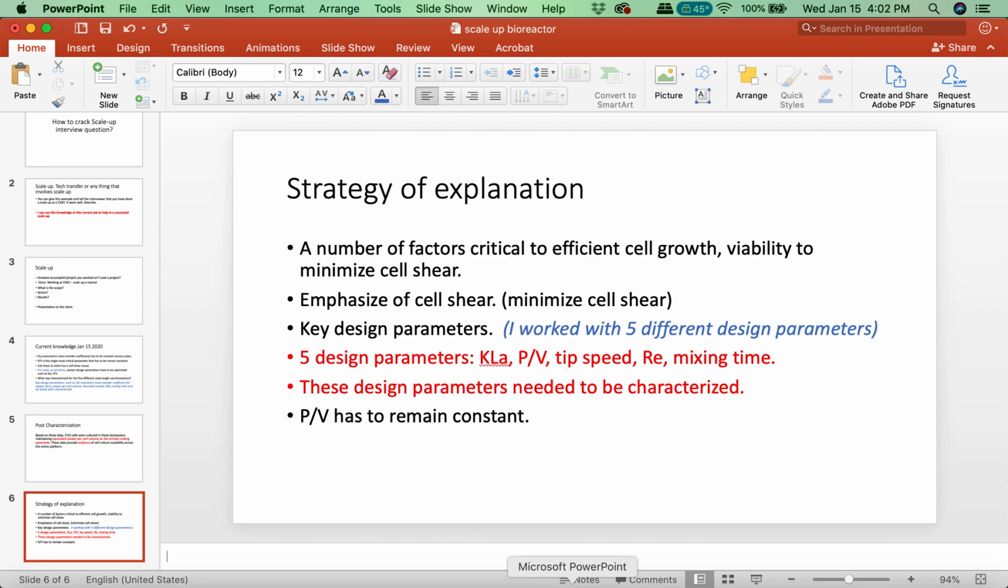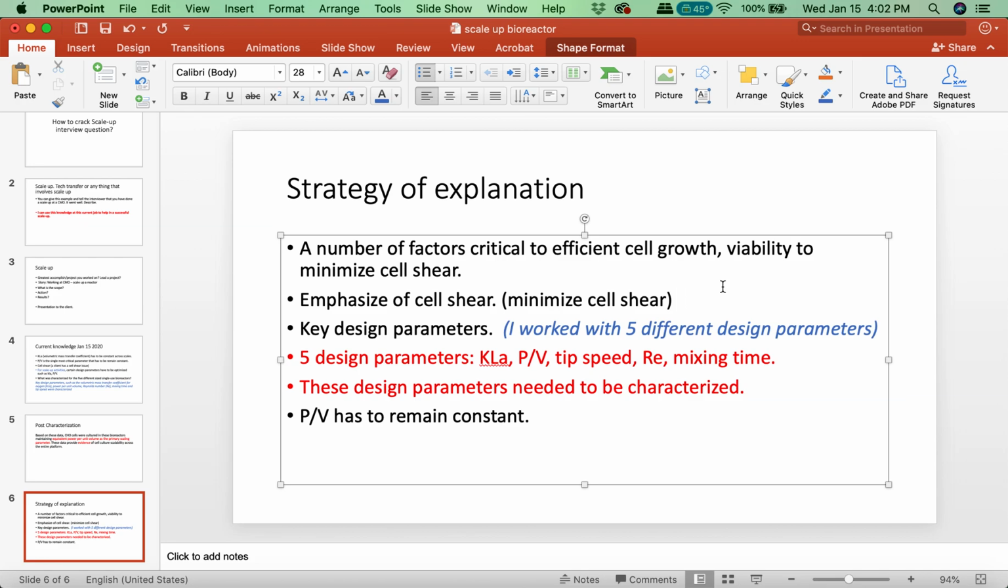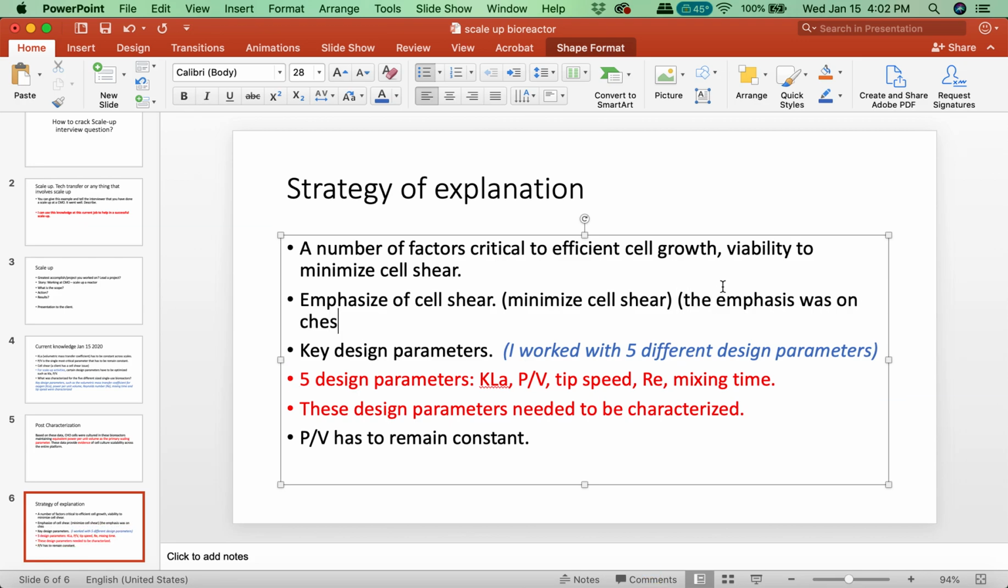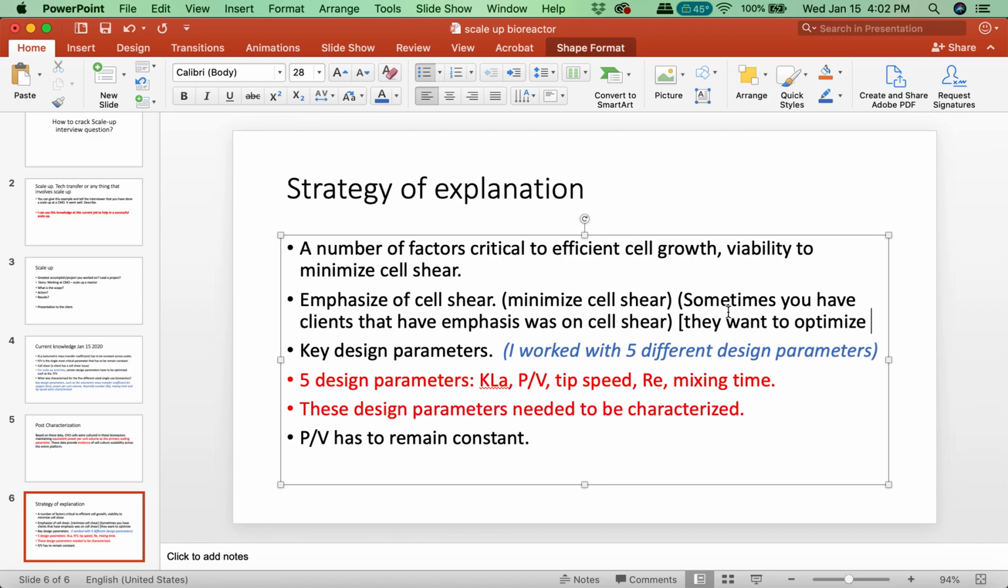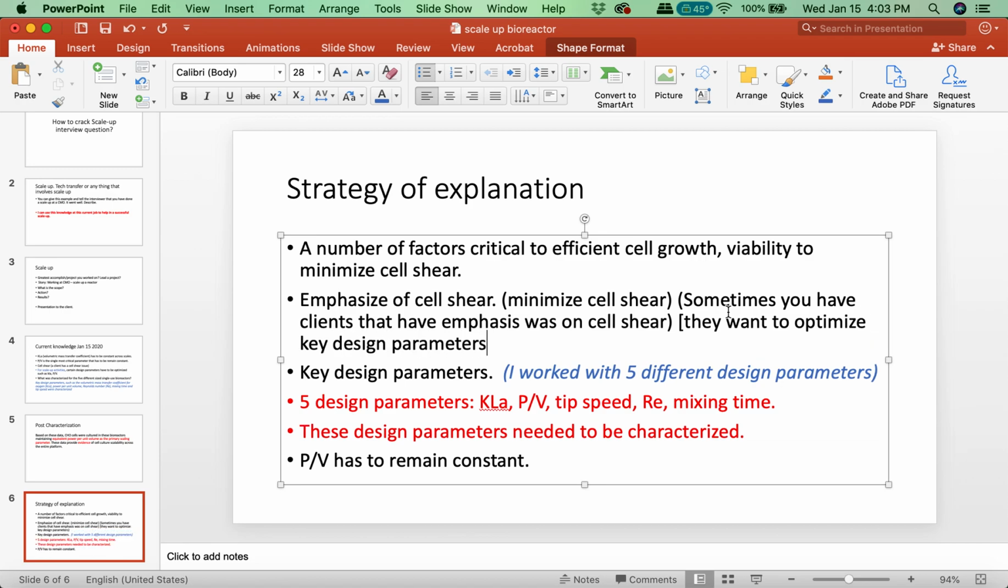The interview is going to be like one hour, and the amount of information you'll have to cover is going to be enough to get by. A number of factors critical to efficient cell growth, viability, to minimize cell shear. I just don't know how to begin explaining this. There are different ways you can formulate the answer. The emphasis was on cell shear. Sometimes you have clients that have emphasis on cell shear, so they want to optimize key design parameters, as an example.